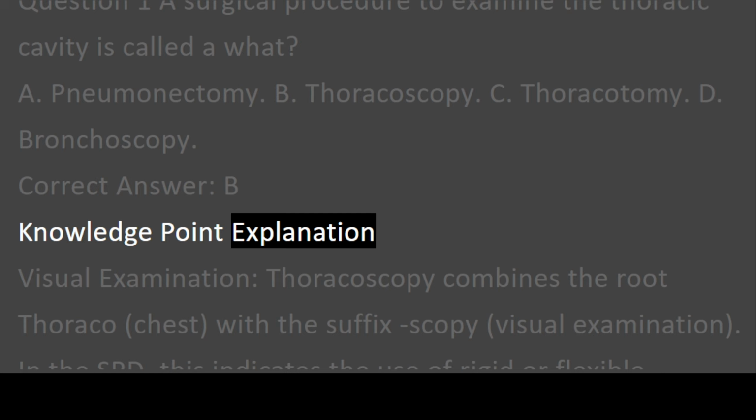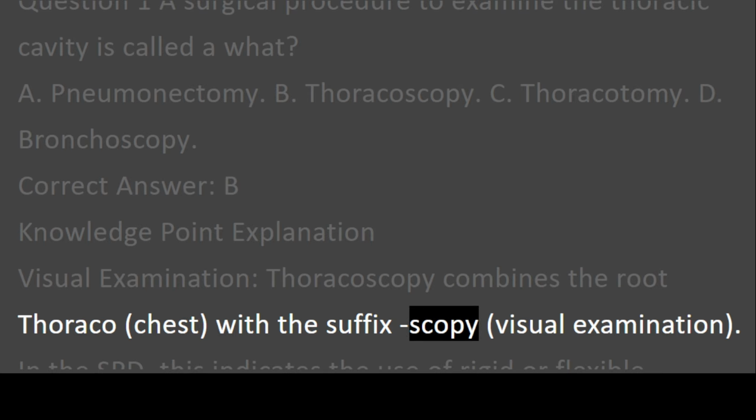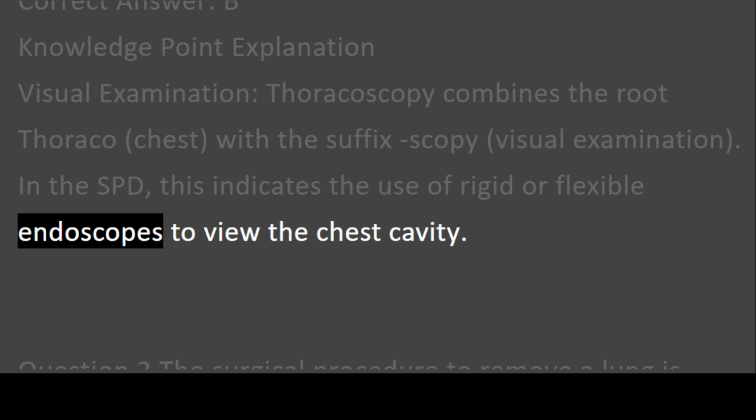Knowledge point explanation. Visual examination. Thoracoscopy combines the root thoraco, chest, with the suffix scopy, visual examination. In the SPD, this indicates the use of rigid or flexible endoscopes to view the chest cavity.